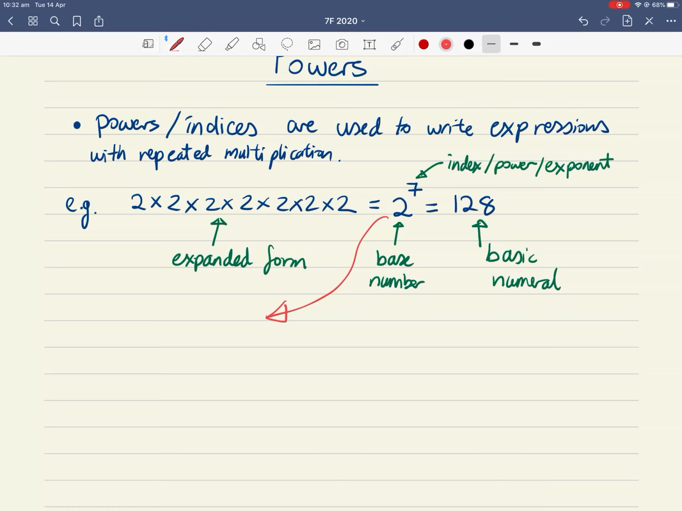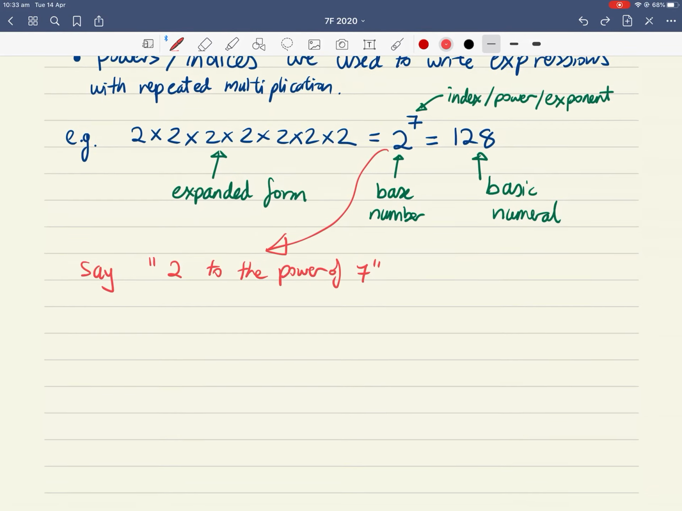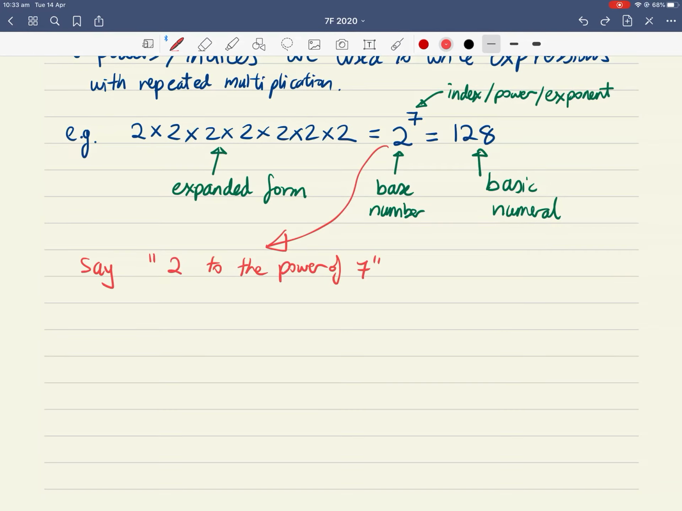So to pronounce this, we say this is 2 to the power of 7. So base number 2 to the power of 7, because it's 2 times 2 times 2 times 2 times 2 times 2 times 2. So 2 times itself 7 times. There are specific ways of saying powers.